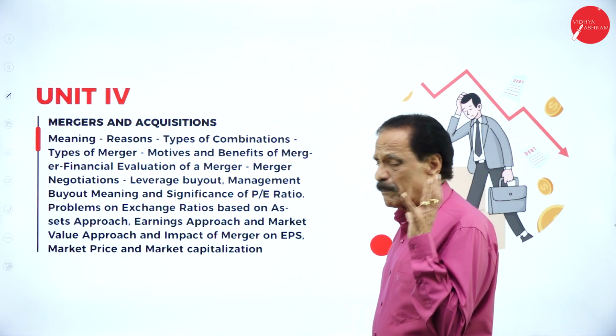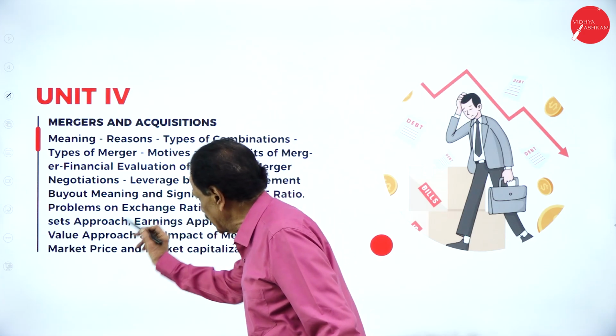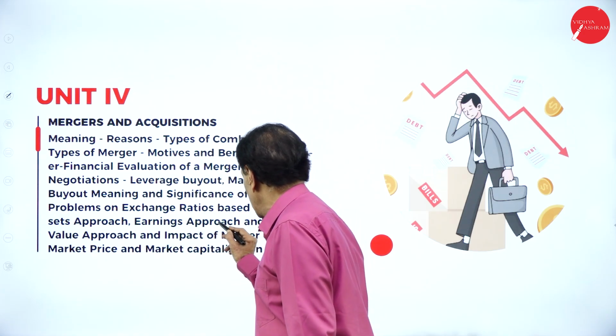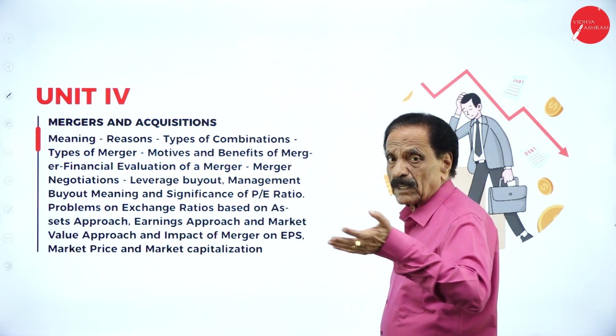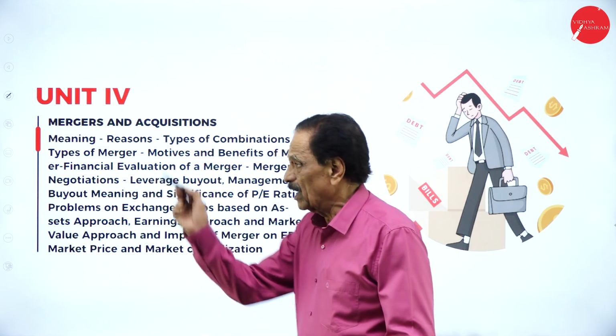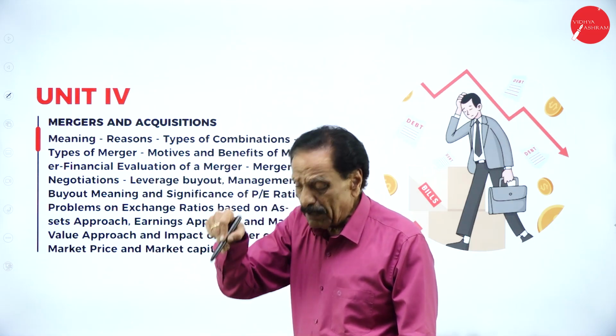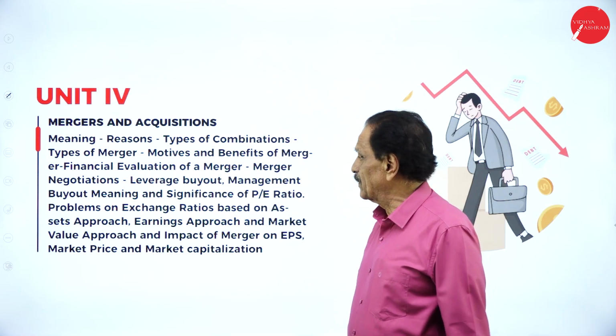Here the problem will be asked for 10 marks. One may be the ratio based on asset approach, it may be earning approach and market value approach, and the impact of the merger on EPS. How to calculate? Earning per share is total profit divided by the number of equity shares after payment of preference dividend.